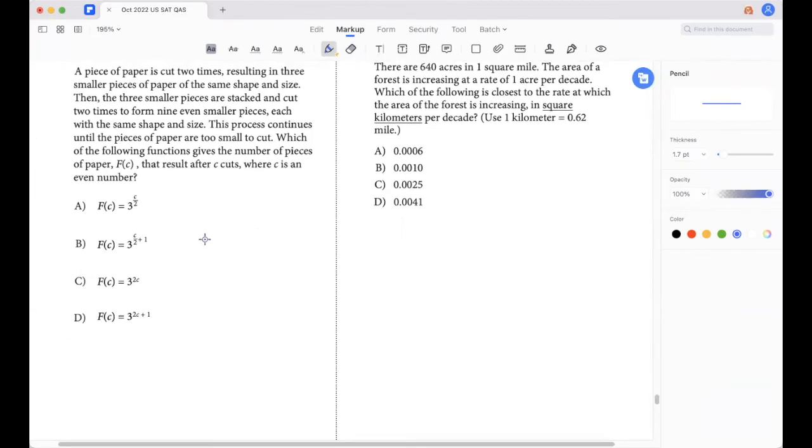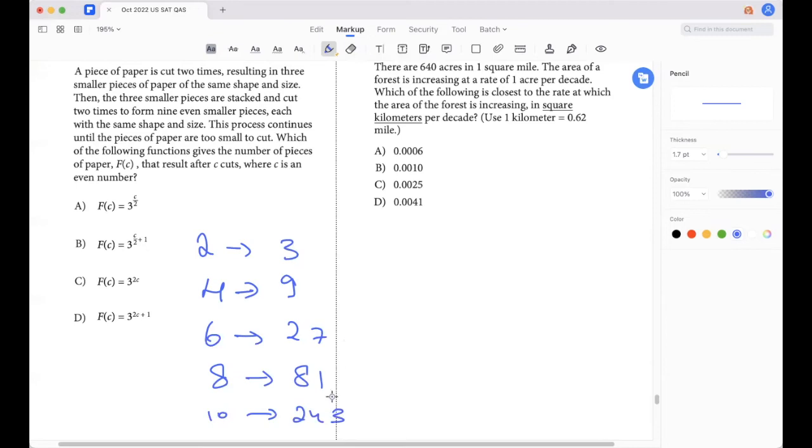Okay, so it's cut 2 times, which gives you 3 pieces. Then they are stacked and cut 2 times again. Okay, so 2 plus 2, 4. And that gives you 9. Then it's, okay, then it's 6. So that gives you 27. 8. That gives you 81. 10. That gives you 243 and so on. Okay. So every time you're adding 2 cuts.